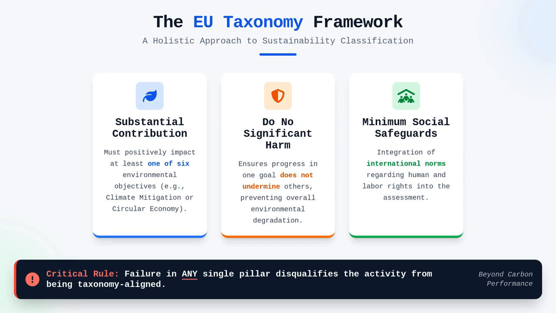If a business activity fails any one of these pillars, it cannot be classified as taxonomy aligned, regardless of how environmentally positive other aspects of the project might look.